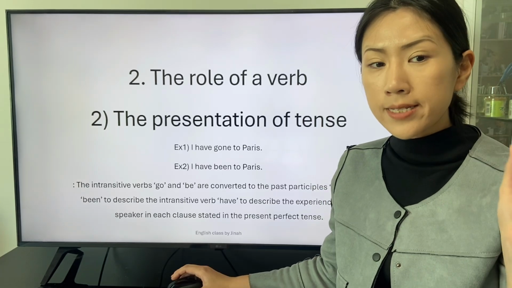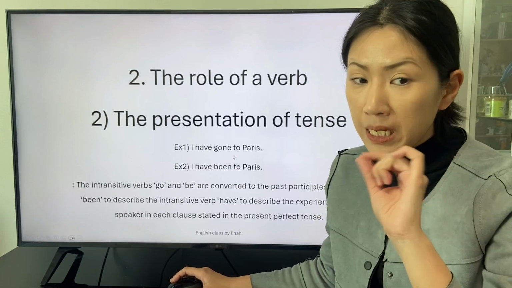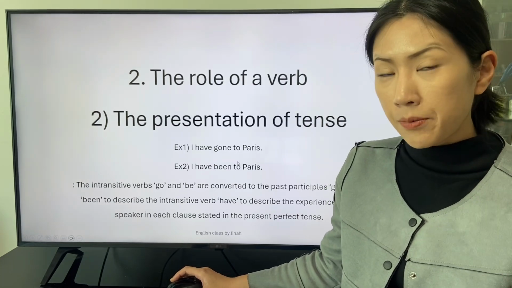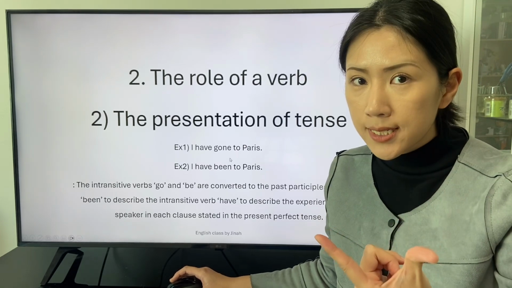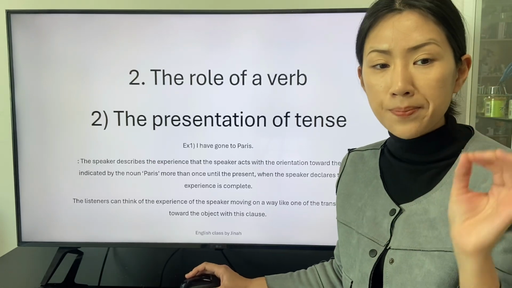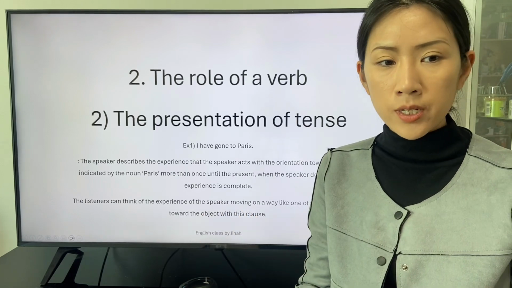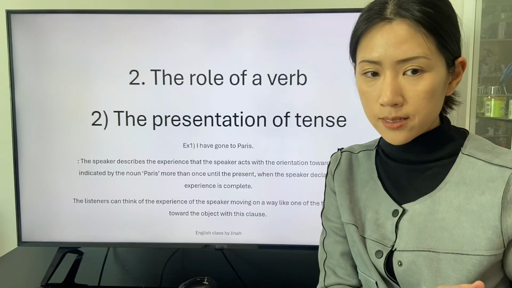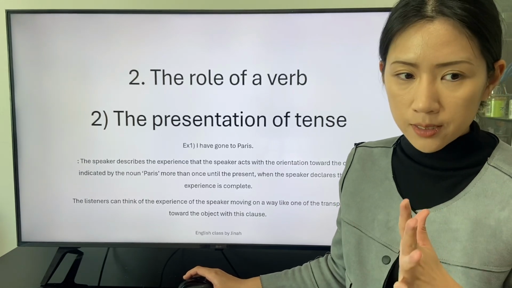In the first exemplary clause, the past participle gone describes the period of time, and in the second exemplary clause, the past participle been describes the period of time of the speaker. The speaker describes the experience that the speaker acts with the orientation toward the object indicated by the noun Paris more than once until the present, when the speaker declares that the experience is complete.